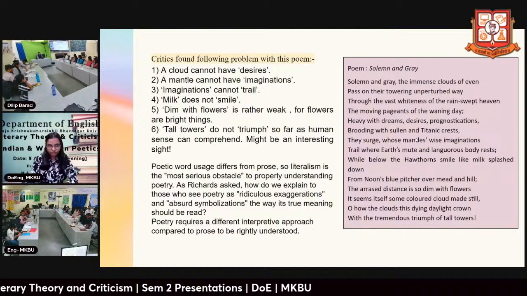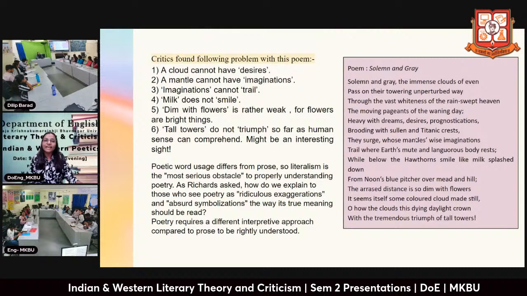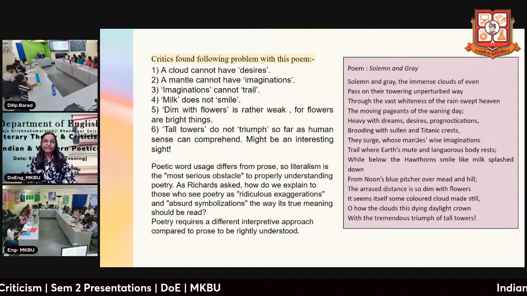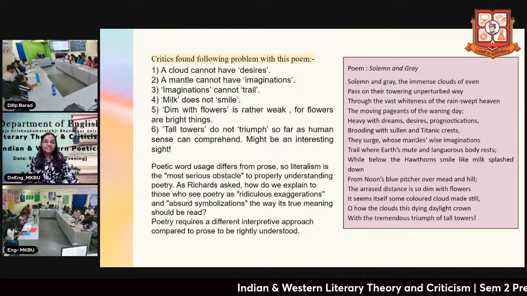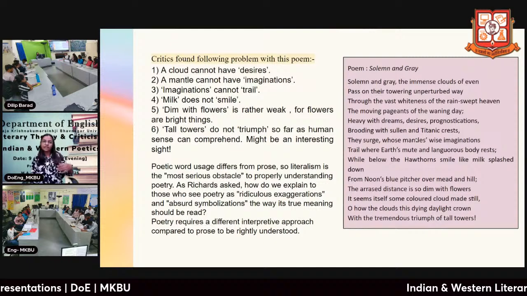Here I took one example of a Thomas Gray poem. These are the points where critics found problems with this poem. First, a cloud cannot have desires. A mental cannot have imaginations. Imaginations cannot trade. Milk does not smile, and a dim with flowers is rather weak, for flowers are bright things. Or tall towers do not rank. So we can say poetry requires a different interpretative approach compared to prose to be rightly understood.